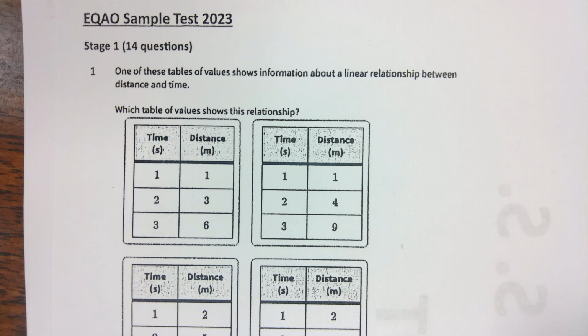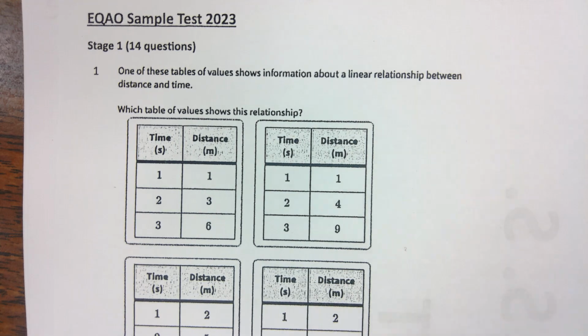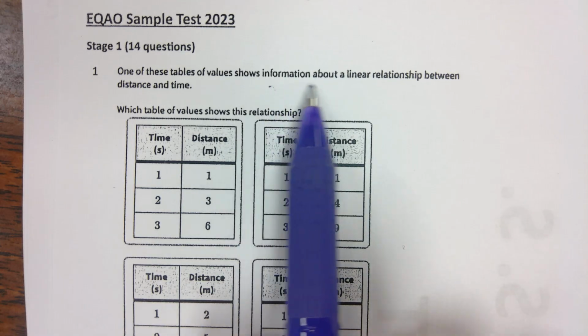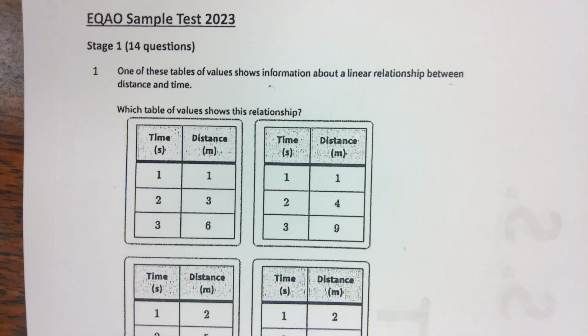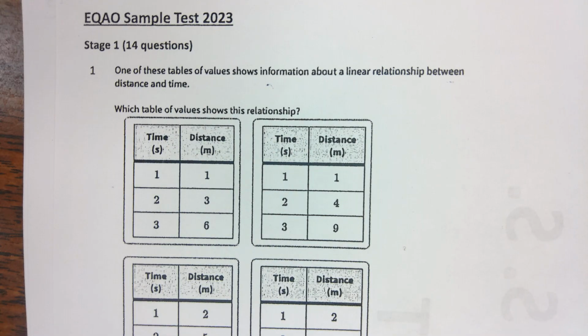Okay, so this was a sample test from 2023, so just 2 years ago. So then it gives you a good idea of the type of questions you'll see. One of the tables below shows information about a linear relation between distance and time. Which of the tables shows this relation?